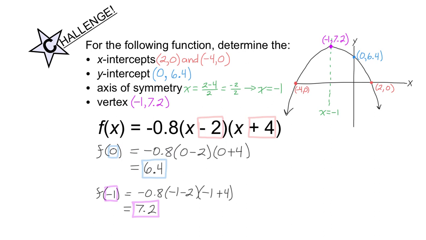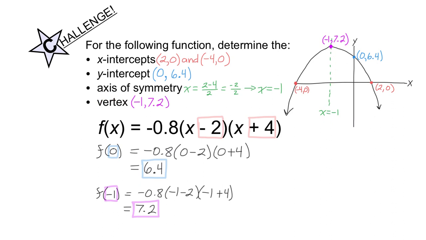The axis of symmetry, well, remember, the graph is symmetrical. So if you know your x-intercepts are negative 4 and positive 2, find the number that's halfway between those on the number line. It ends up being negative 1. Here's how I did it mathematically. If you want to know the number halfway between two values, take the average of the two values. Either way you do it, x equals negative 1 is the axis of symmetry.